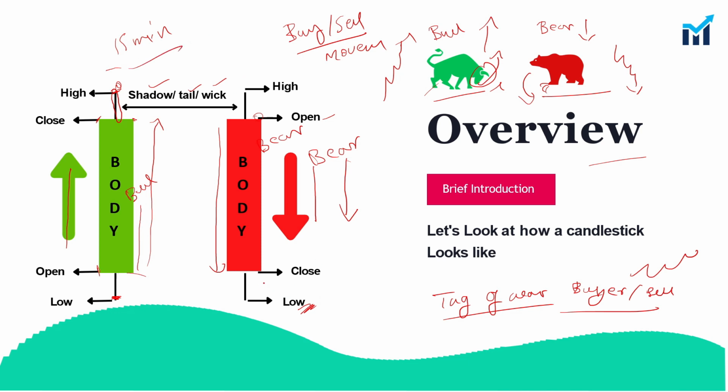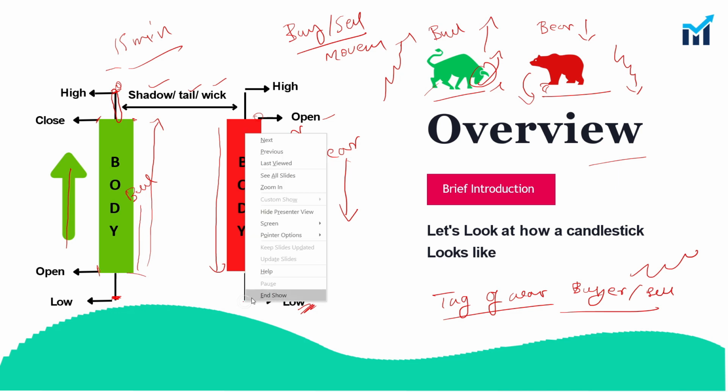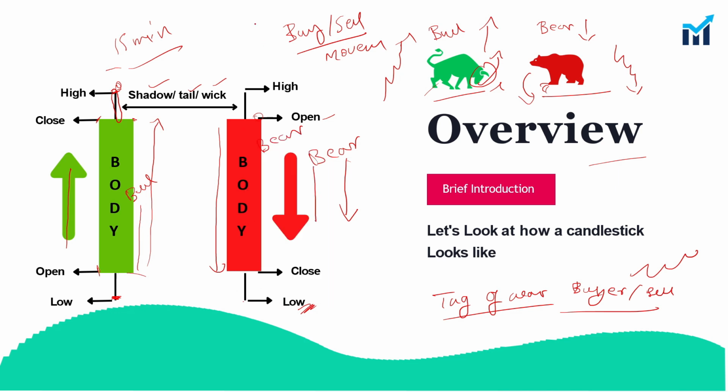So in that 15 minutes, this is the lowest point it has made, which we call the shadow, tail, or wick. All right. This is the lowest point, and this is the highest point which has been made. So this is the highest point and this is the lowest point, and it closes here. So the bull candle closes upwards, whereas the bear candle closes downwards. So it's very simple to understand.